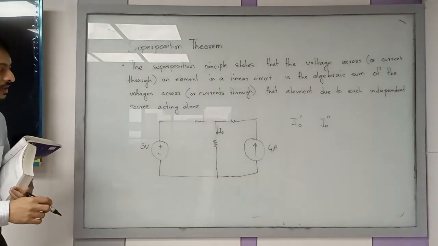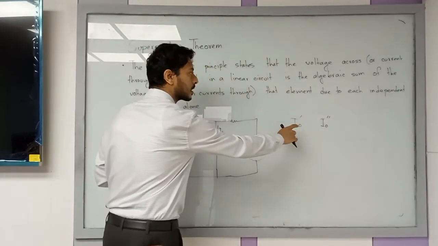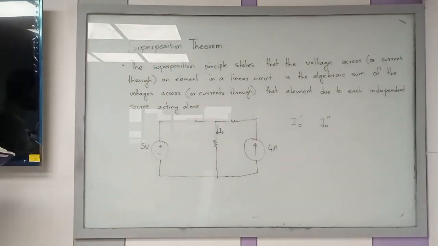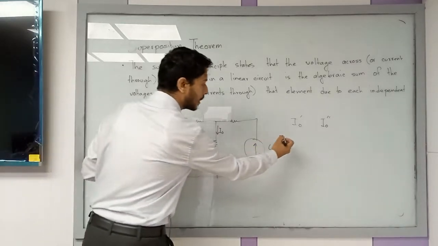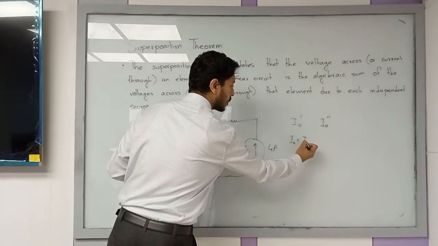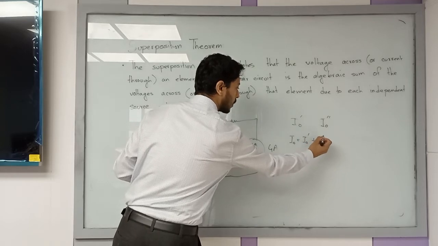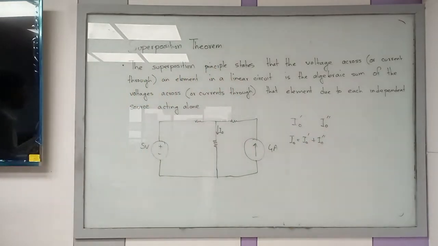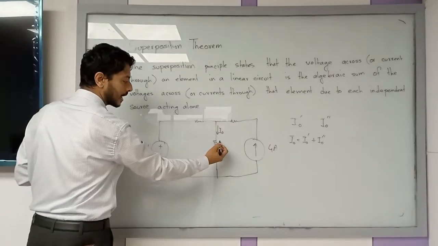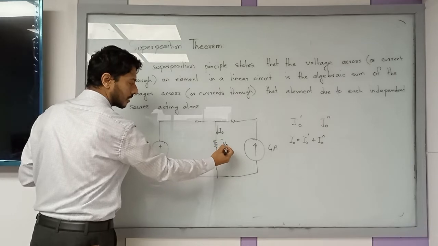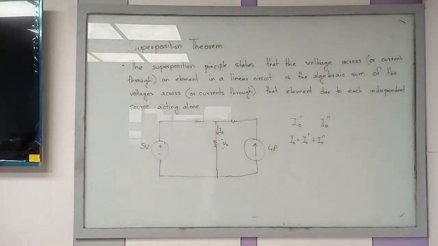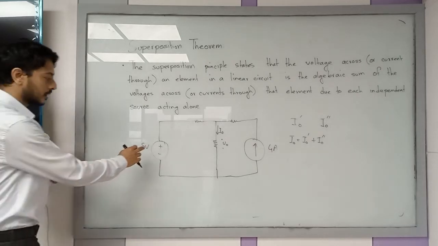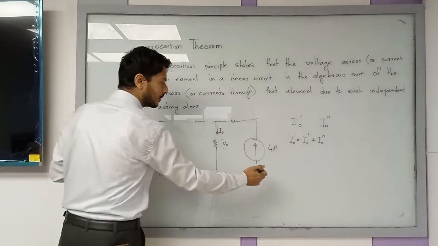So the superposition theorem says that the sum of these two currents should be my original current I naught. So your I naught should be equal to I naught prime plus I naught double prime. This is the basic theory of superposition. That is what is explained over here. It can happen for a current or it can happen for a voltage on a particular element. So you can make this line and find V naught as well.